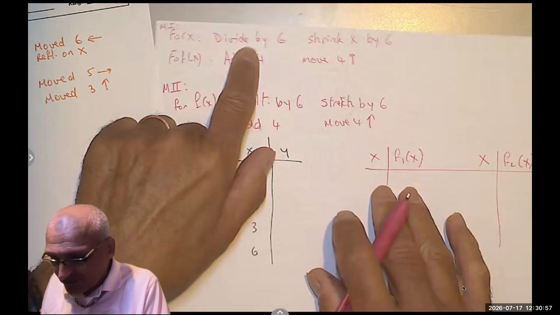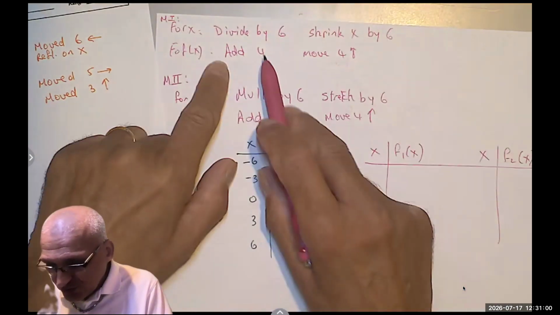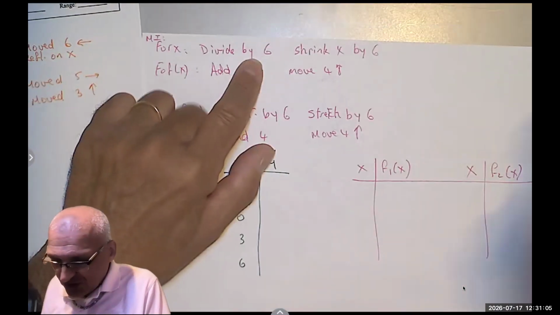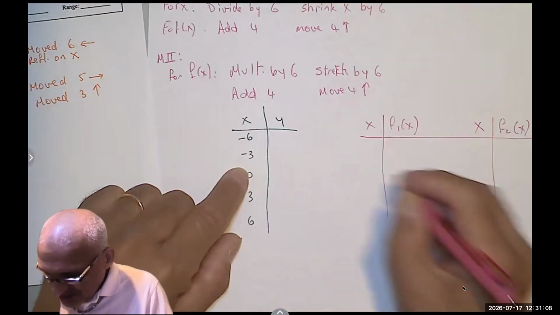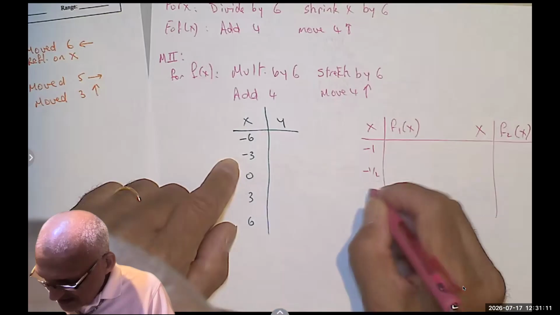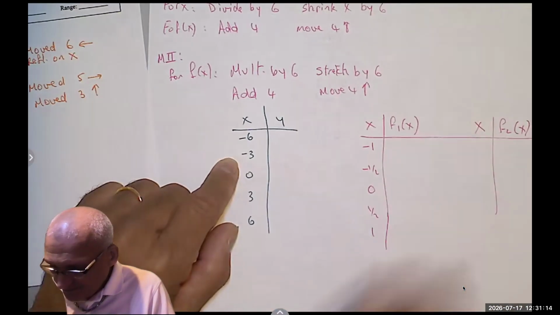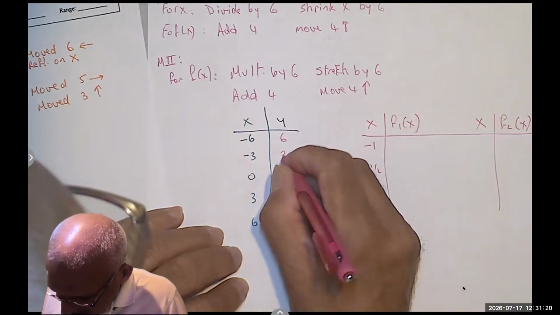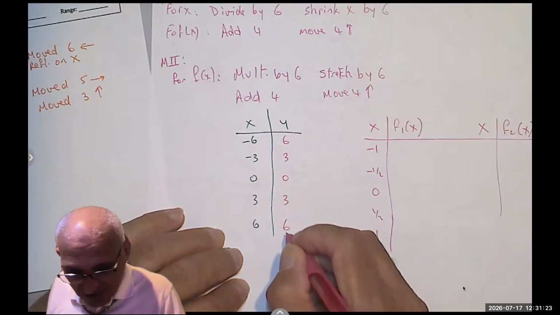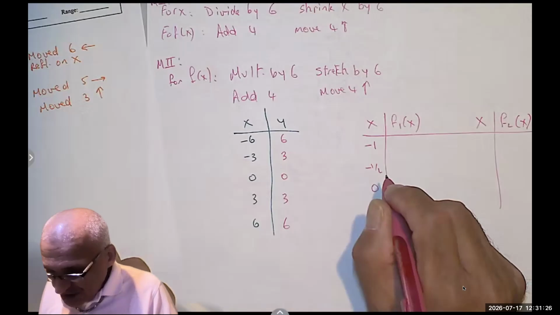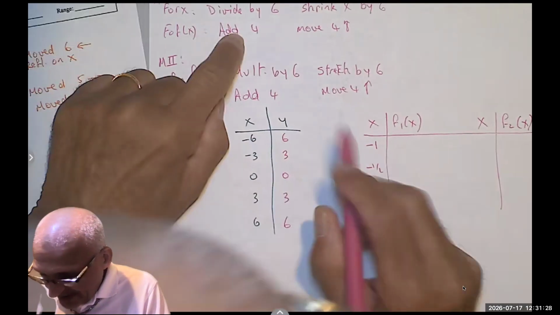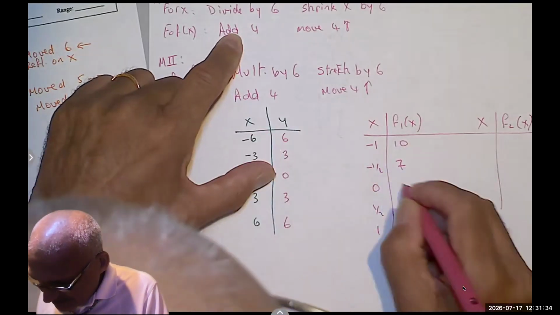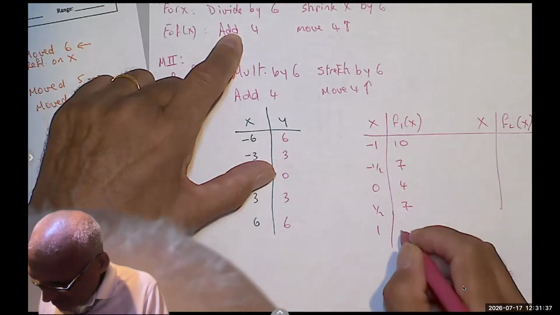So let's concentrate on the first method. For x, I'm going to divide by 6. That's it. So I get -1, -1/2, 0, 1/2, 1. And for f of x, notice the absolute value stays the same. So for f of x, I'm going to add 4. So the 6 becomes 10, this becomes 7, that becomes 4, that becomes 7, and that becomes 10.